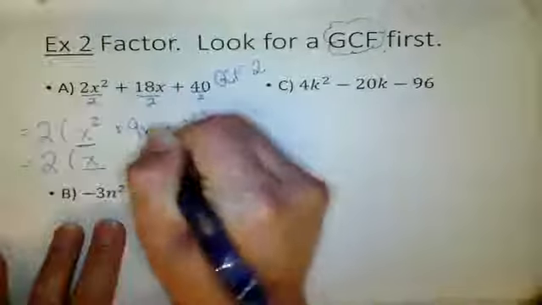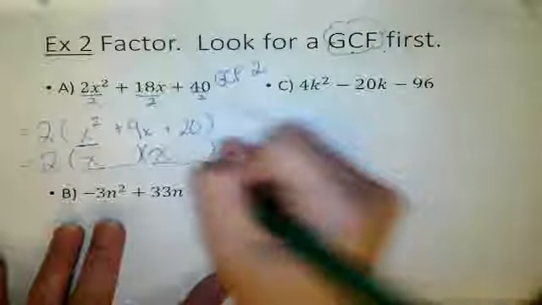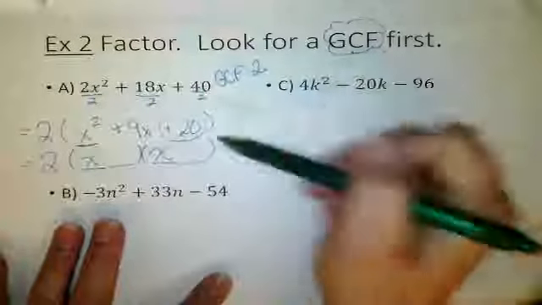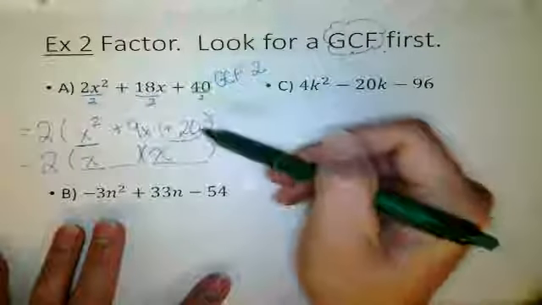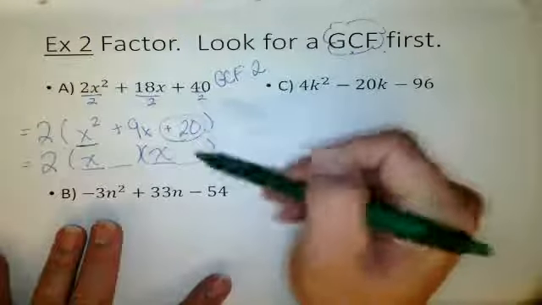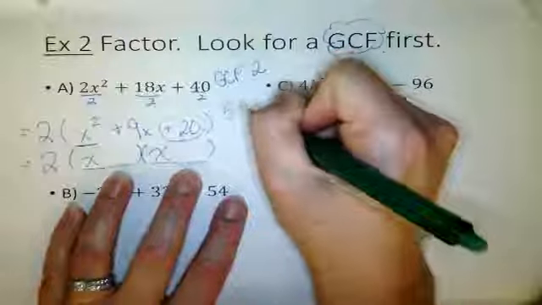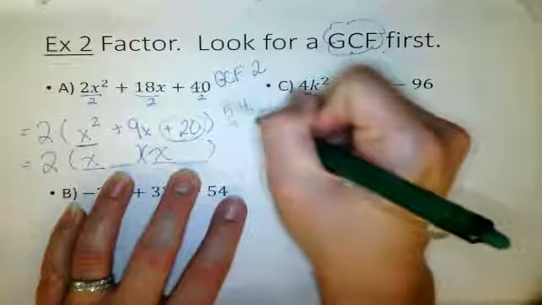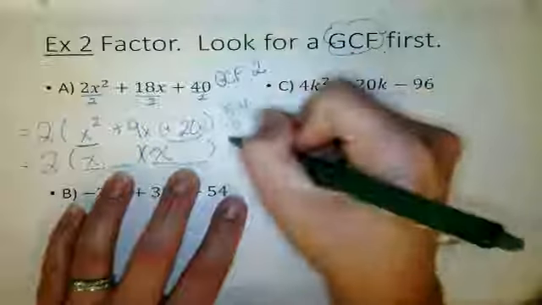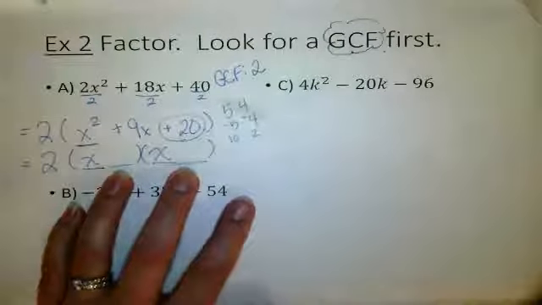X times x is x squared. And now last times last has to be the last thing. We're not using the 40, we're using the 20 now. Smaller numbers are always better. What times what gives you positive 20? Positive 5 times positive 4, or negative 5 times negative 4. 10 and 2, 20 and 1. Which one do you want to try?